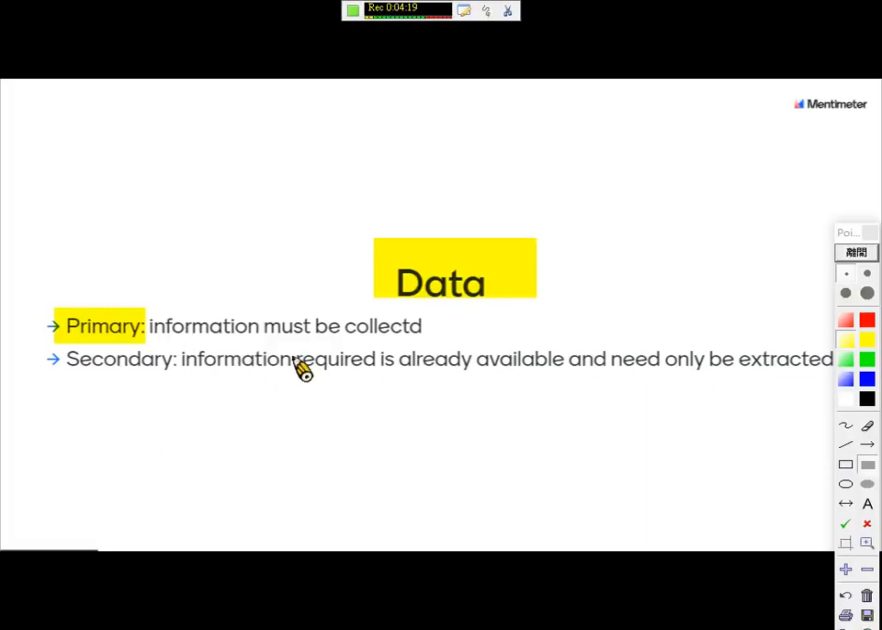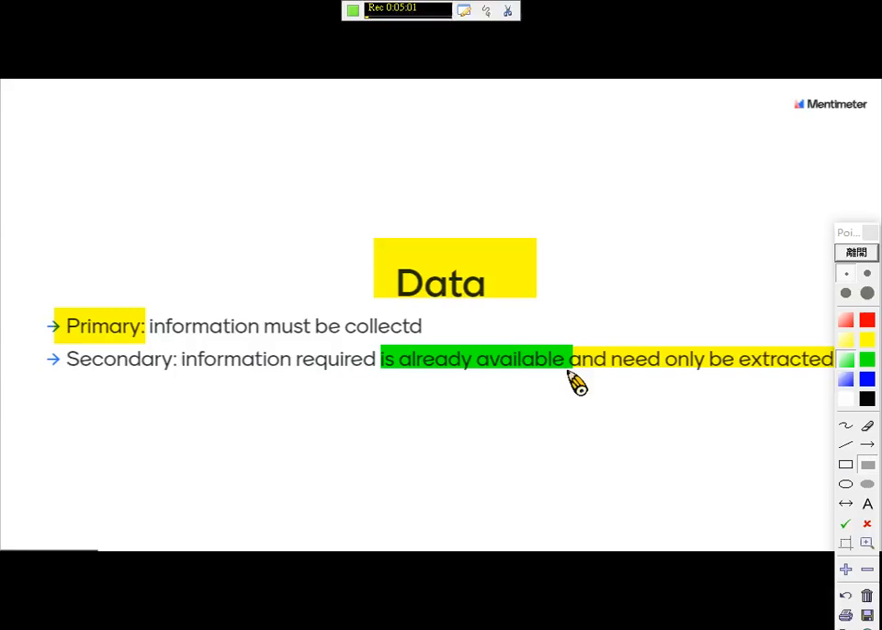Okay, so secondary information required is already available and needs only to be extracted. Look at this keyword: already available somewhere out there, in some archive, in government, in a book, in some other people's research papers. Anything that is already put on paper or stored in digital files is secondary data. You don't have to collect. You need to retrieve. You need to extract those data from the data bank.